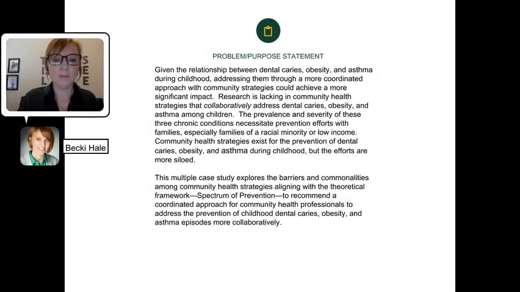I'm going to zoom into the upper right corner of my poster that talks about the problem and the purpose statement. So, dental caries, which is just the scientific term for tooth decay, obesity, and asthma are common chronic conditions during childhood. Each of these health conditions is widely prevalent among children in the United States. So not only are these three chronic health conditions common among children, but they can also be comorbidities of one another and share many of the same risk factors, particularly those risk factors influenced by the social determinants of health.